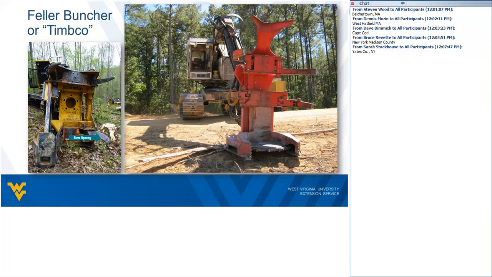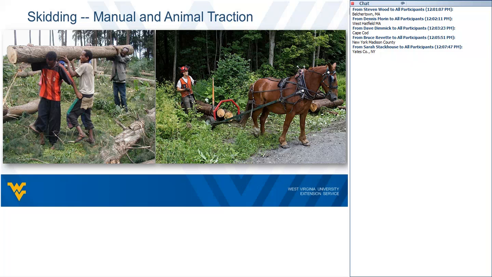Now, let's see. Once we get the tree onto the ground, so we've severed the tree from the stump and put it on the ground, we then need to figure out how we're going to get it to the roadside so we can then do something with it and eventually turn it into money. So kind of the most simple ways, or the most manual methods that we might think of for skidding, would be animal traction and manual methods.